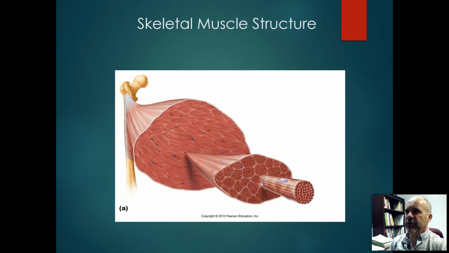All right, skeletal muscle structure. So be sure you go back and review the different parts of a typical skeletal muscle, and that includes the connective tissue linings that exist surrounding different parts of the muscle.